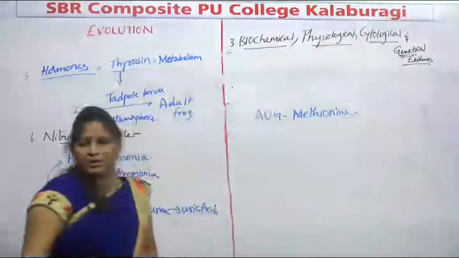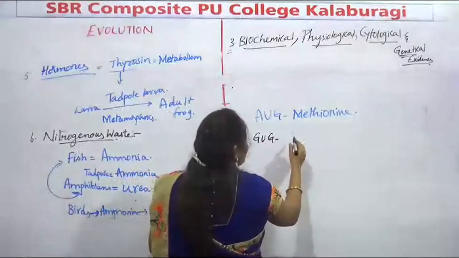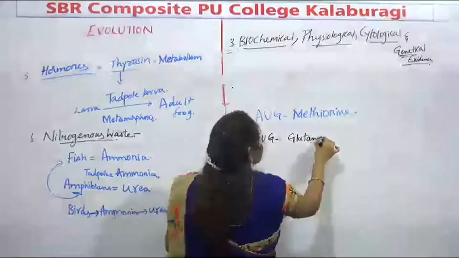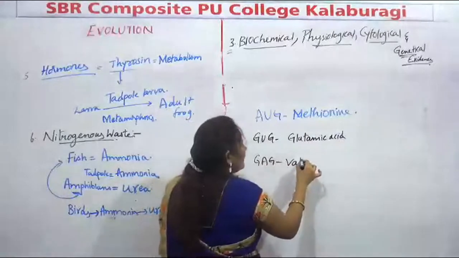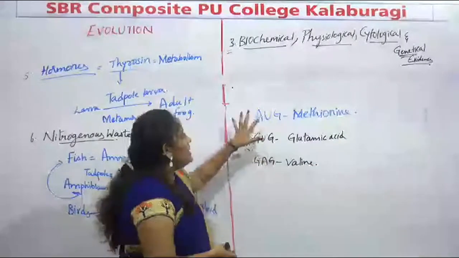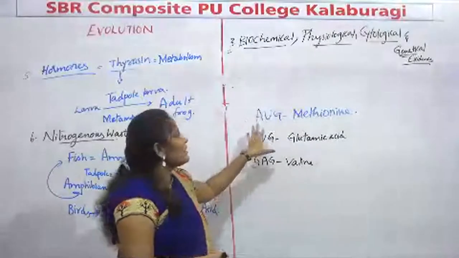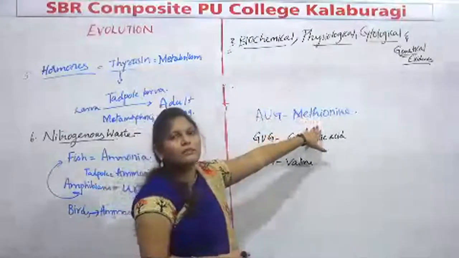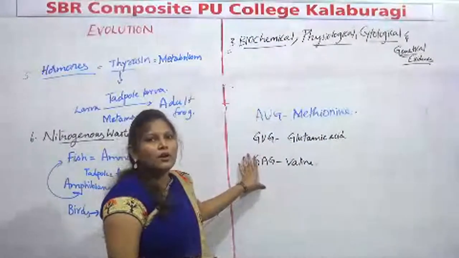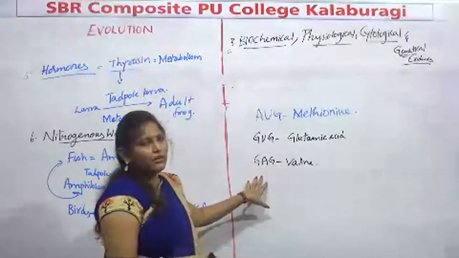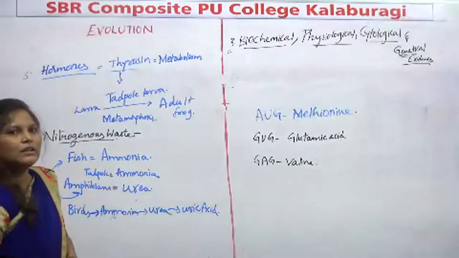AUG codes for methionine, whereas GUG codes for valine and GAG codes for glutamic acid. Whether AUG is in bacteria, human beings, or plants, AUG will code only for the amino acid methionine. That's what we say: genetic codes are universal. Whatever the organism, their function is the same. These are the evidences under biochemical, physiological, cytological, and genetical evidences.